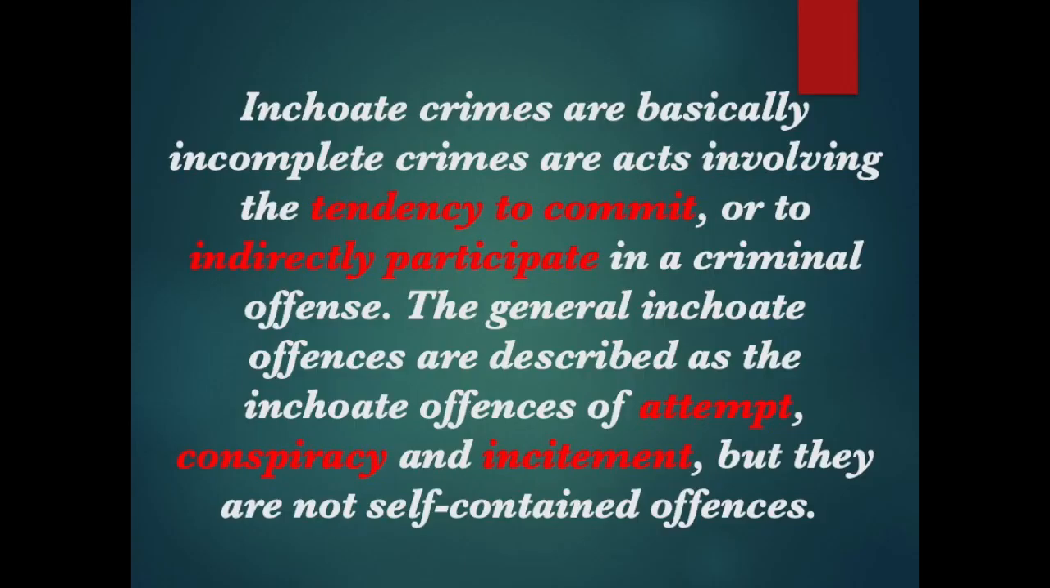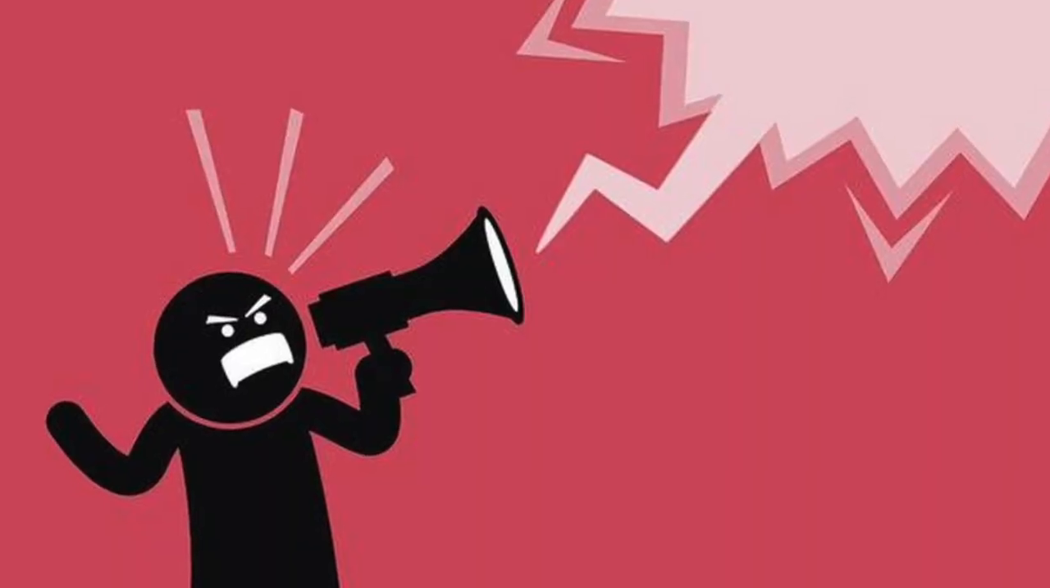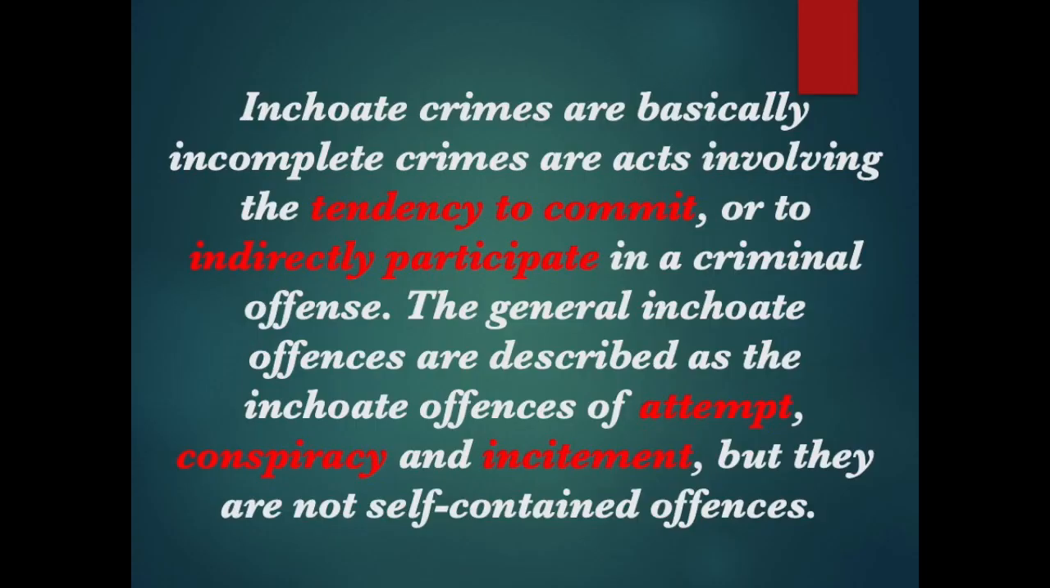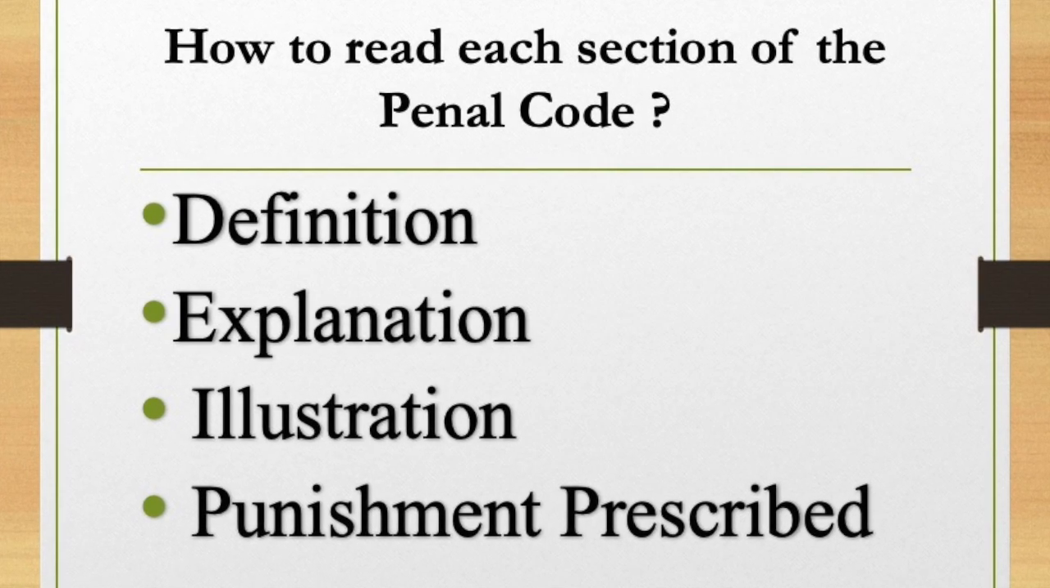Inchoate crimes or offences are basically incomplete crimes and are acts involving the tendency to commit or to indirectly participate in a criminal offence. The general inchoate offences are described as the offences of attempt, conspiracy and incitement, but they are not self-contained offences. Let us learn how to read each section of the Indian Penal Code.